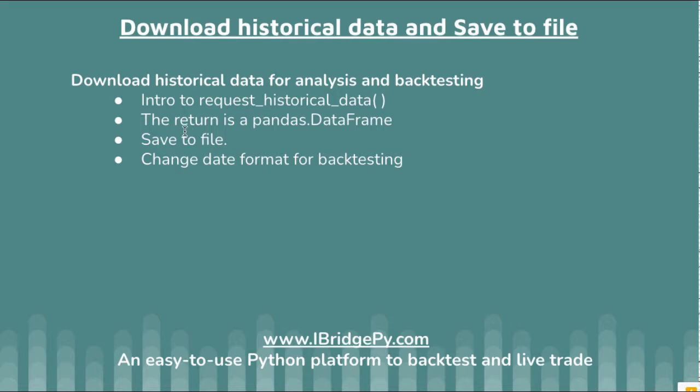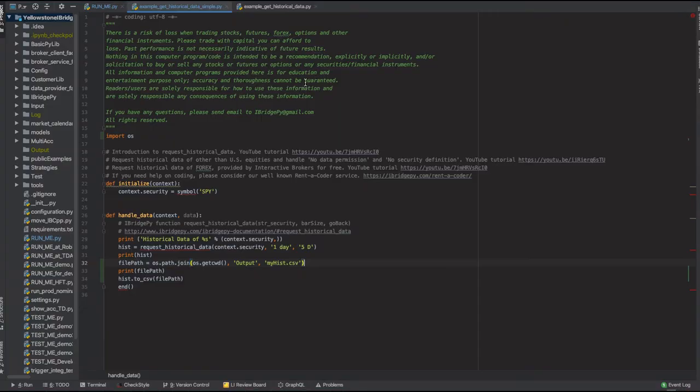The return of request historical data is a pandas data frame, and I'm going to demo how to save the returned historical data to a file, and then change the date format for backtesting, which means I want the date format to be epoch second instead of the human-friendly year format. It's a real-time demo.